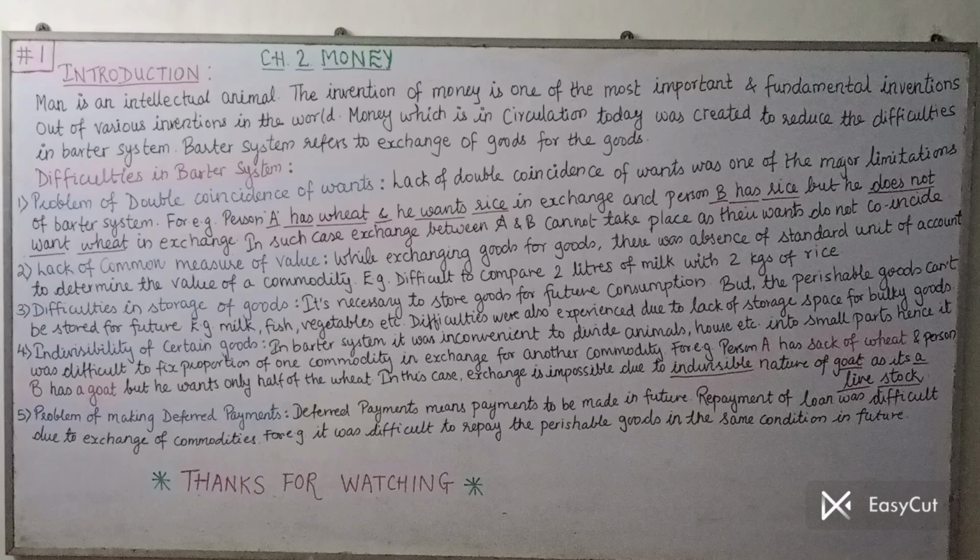So let us revise in short today's lecture. We did the introduction, that means money was introduced to reduce the difficulties of the barter system. Then we saw the difficulties in the barter system, a very important answer. Number one, problem of double coincidence of wants. Second, lack of common measure of value. Third, difficulties in storage of goods. Fourth, indivisibility of certain goods. And fifth, problem of making deferred payments.